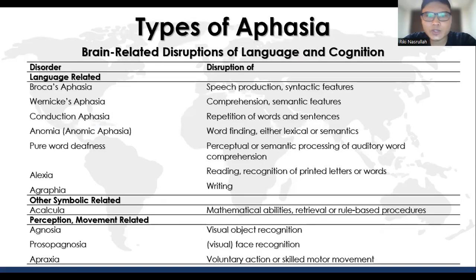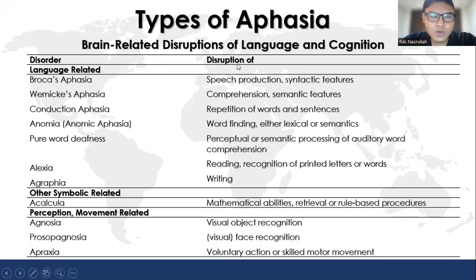We are going to talk primarily about this top part of this box. Now we are going to talk about types of aphasia, especially brain-related disruptions of language and cognition. First of all, Broca's aphasia. Broca's aphasia is related with disruption of speech production or syntactic features. Next, Wernicke's aphasia. This is the disruption of comprehension or semantic features. And then conduction aphasia. This is the disruption of repetition of words and sentences. Next, anomia or anomic aphasia. This is the disruption of word finding, either lexical or semantic.